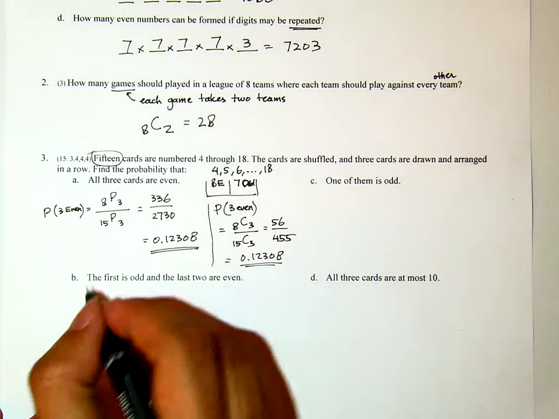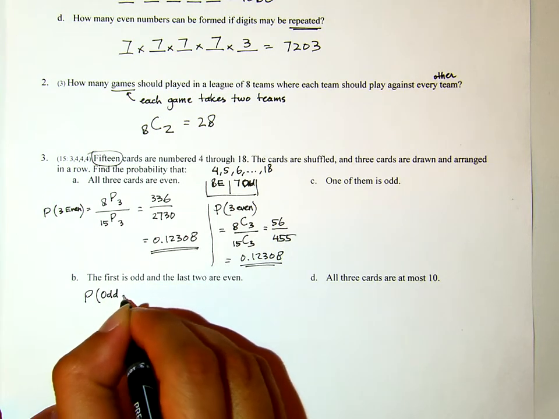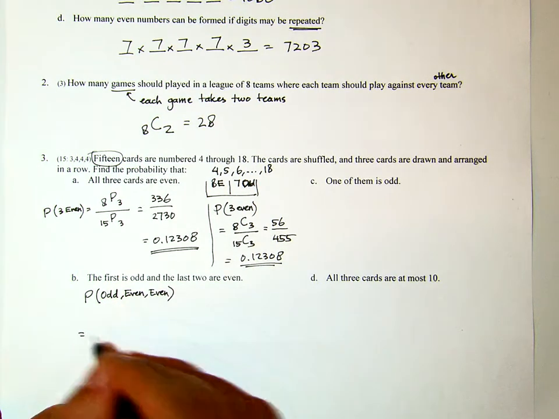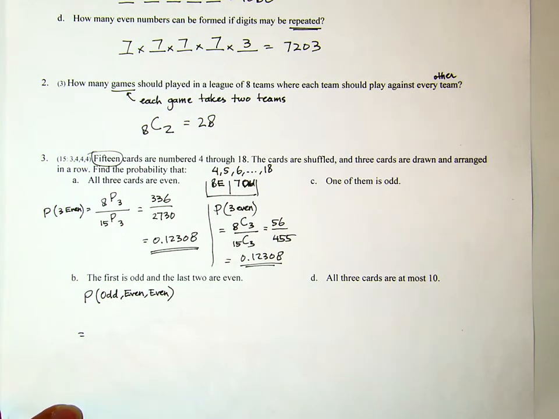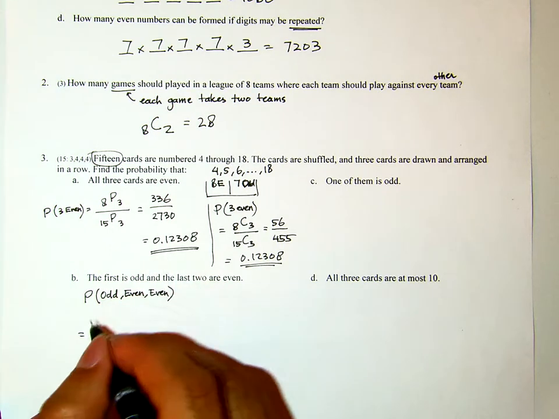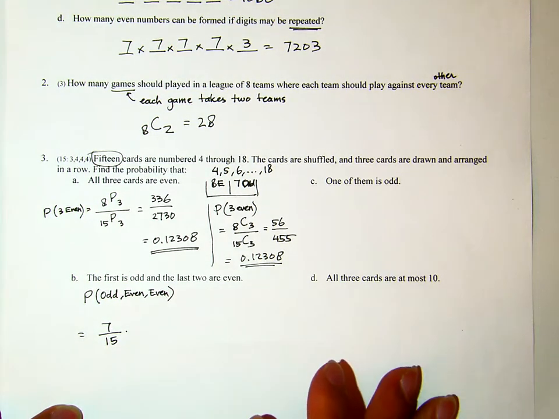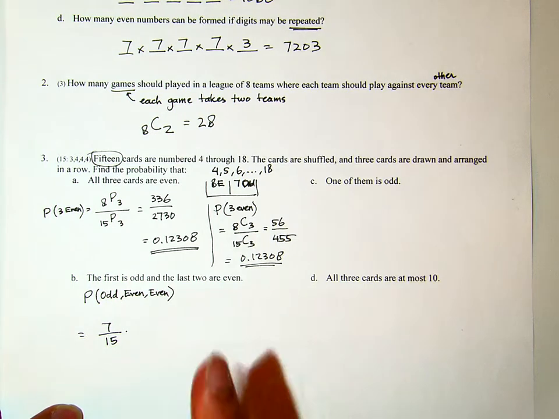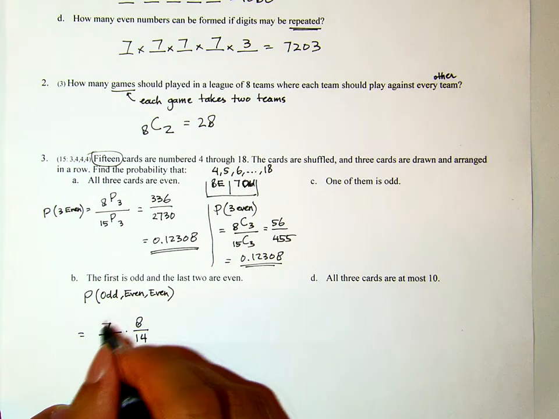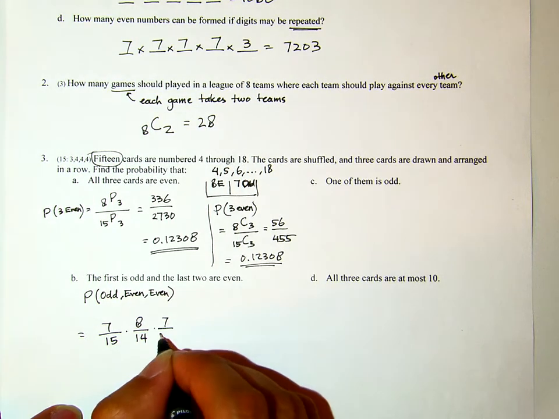Now, part B. Find the probability that the first one is odd, followed by even and even. Let's do it one by one first. What is the probability that the first one is odd? There are 7 odd cards, so the probability that the first one is odd is 7 over 15, times the probability that the second one is even, 8 over 14, not 15 anymore, because one card's already taken earlier. And then the last card to be even will be 7 over 13.